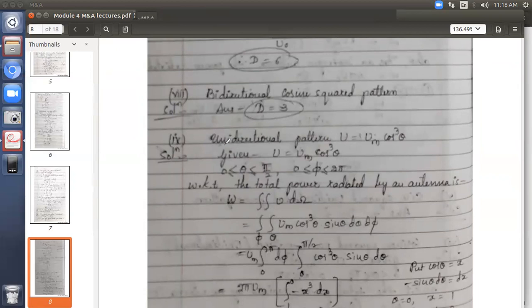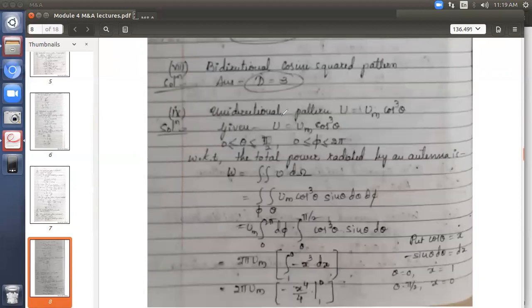Then take one more problem. Unidirectional pattern, U equals Um cos cube theta. Okay, this is the question. Actually, the question is only this much, U equals Um cos cube theta. I have done it for unidirectional. You can even solve for bidirectional as well. Given U equals Um cos cube theta, and unidirectional theta range is only 90 degrees, 0 to pi by 2, phi is 0 to 2 pi.